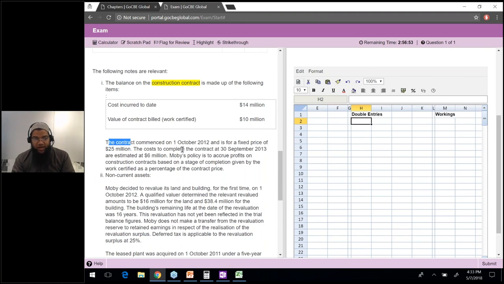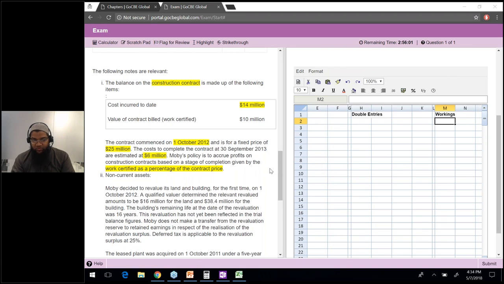Now the question says that the contract commenced on 1st October 2012, which was the start of the year, and is for a fixed price of $25 million. So the revenue is $25 million. The cost to complete the contract at 30th September 2013 is estimated at $6 million. So we have incurred $14 million and further cost we are going to incur is $6 million. So the total expected cost is $20 million. Mobi's policy is to accrue profits on construction contract based on the stage of completion given by work certified as a percentage of the contract price. So this is a question relating to IFRS 15.